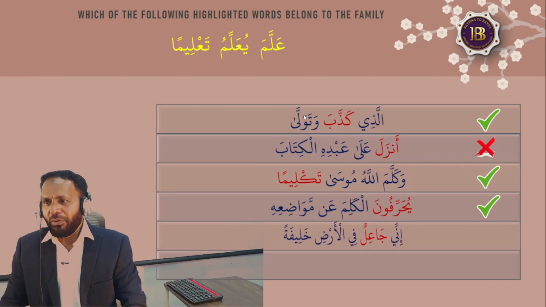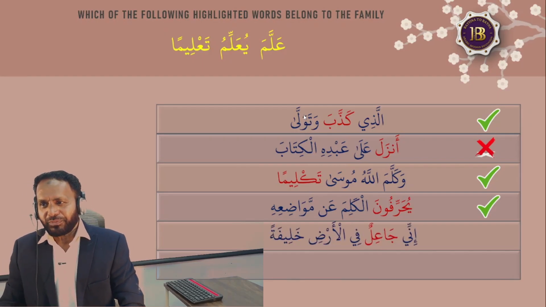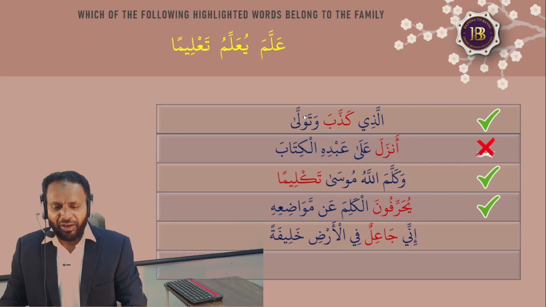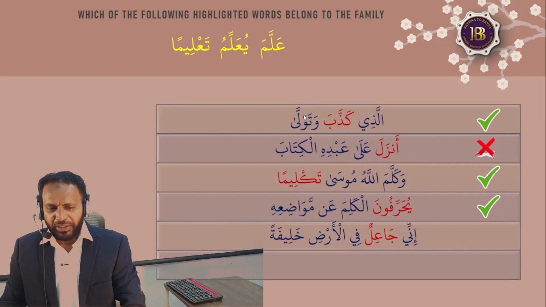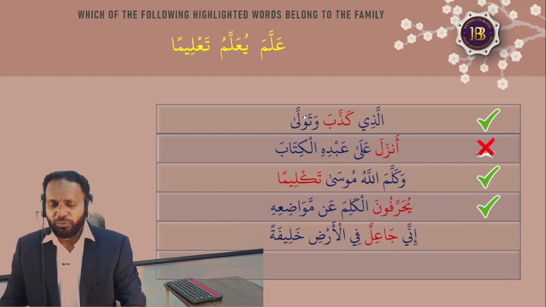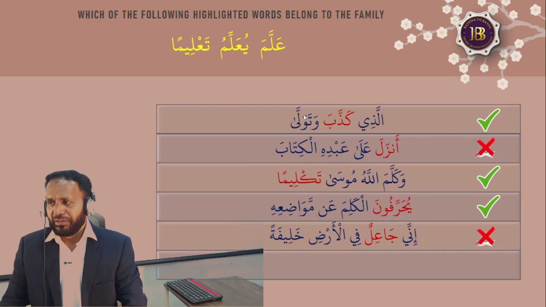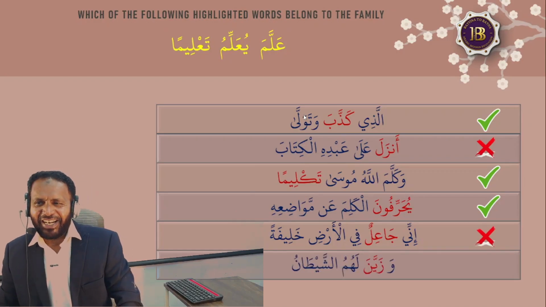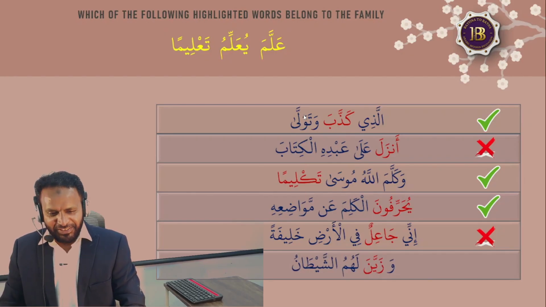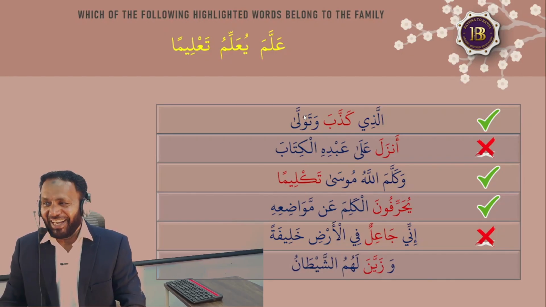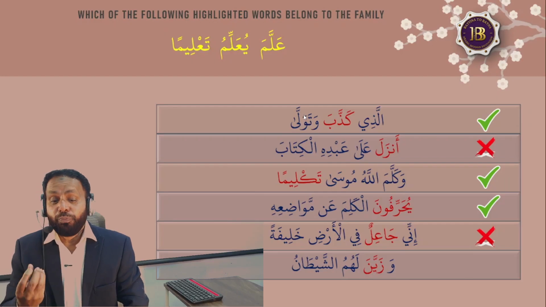Yuharrifu. What about this? Ja'ilun. Inni ja'ilun fil ardi khalifa. Ja'ilun. No. It doesn't match with any of the words. Allama yuallimu ta'liman. It is not the member. What about this? Zayyana. Yes, Allama, Zayyana. Zayyana means to beautify.